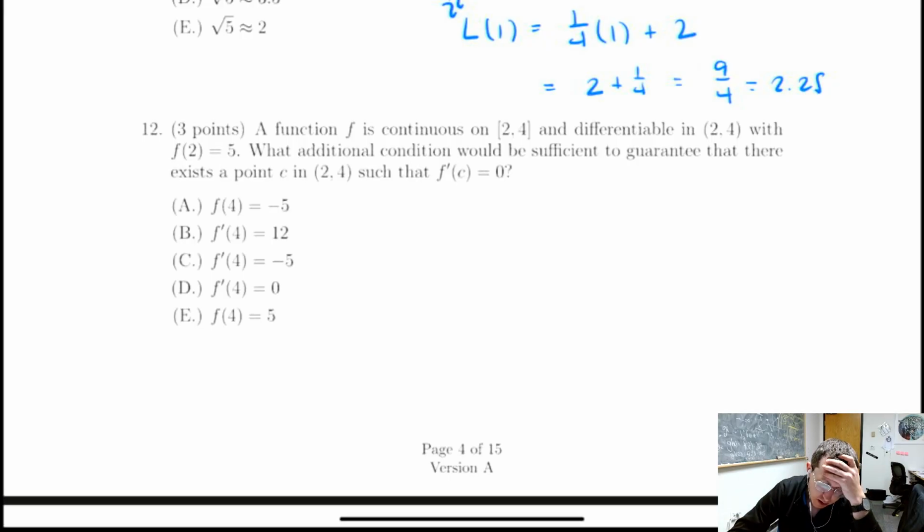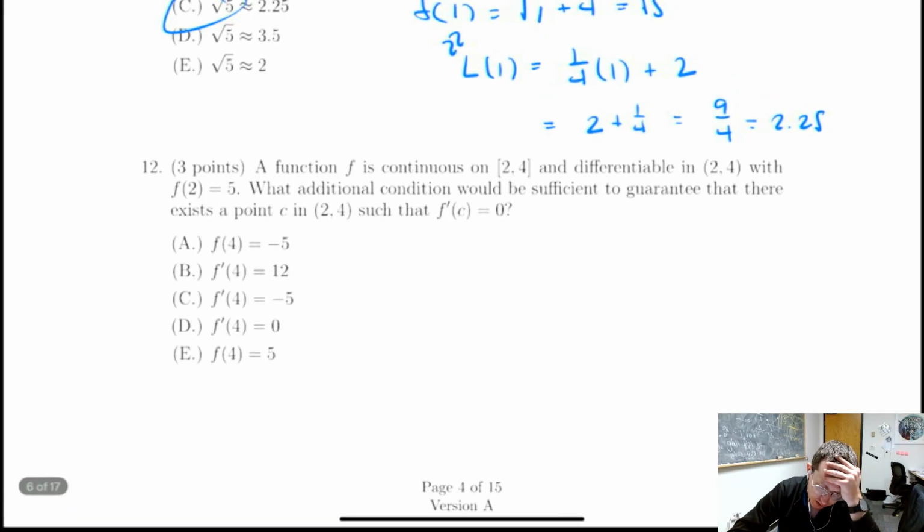Alright, a function f is continuous on the interval 2 to 4, differentiable in 2 to 4, with f of 2 is 5. What additional condition will be sufficient to guarantee that there is a point c in 2 to 4 where f prime of c is 0? Okay, so this is a mean value theorem question.